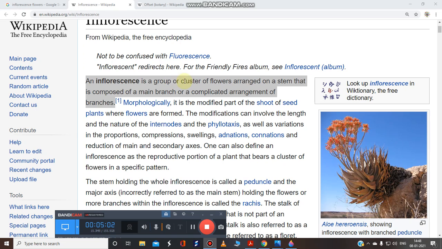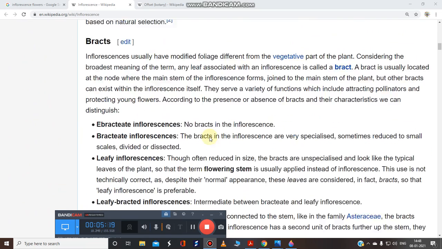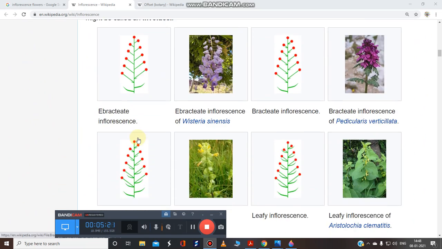So if we talk about the inflorescence, it is nothing but a group or cluster of flowers arranged on a stem that is composed of a main branch. You can just remember one line: arrangement of flowers on a stem. And there are different types of arrangements like this.